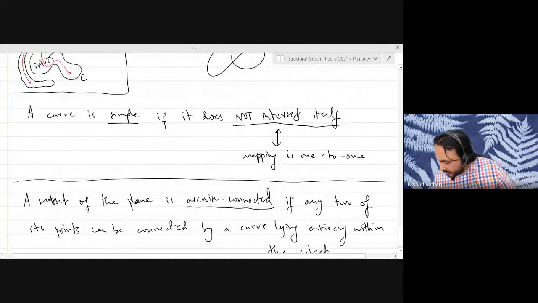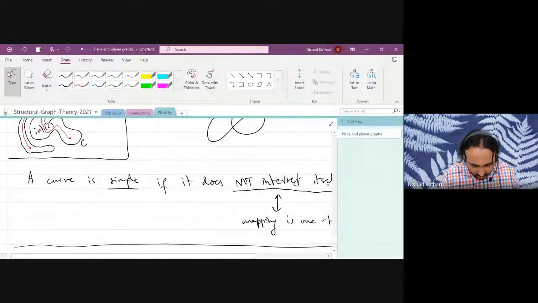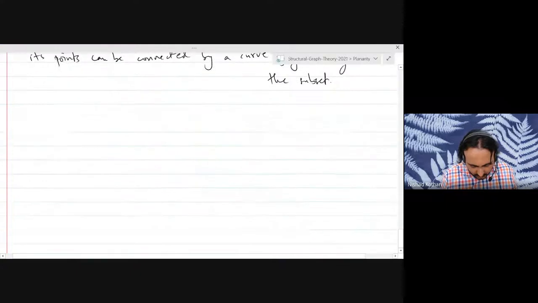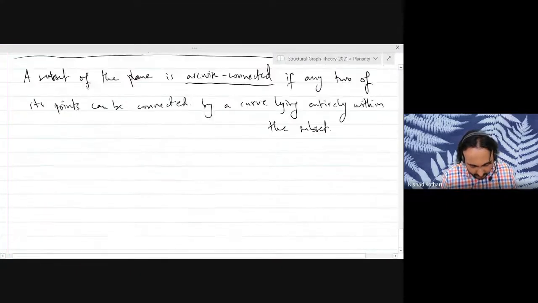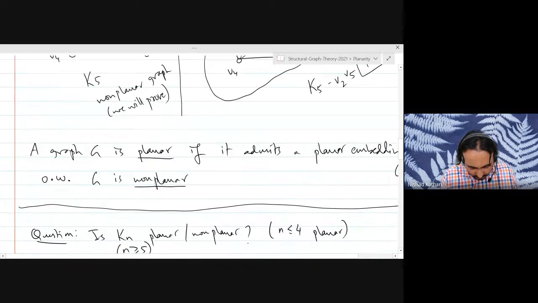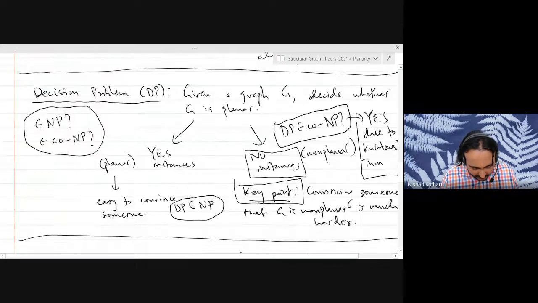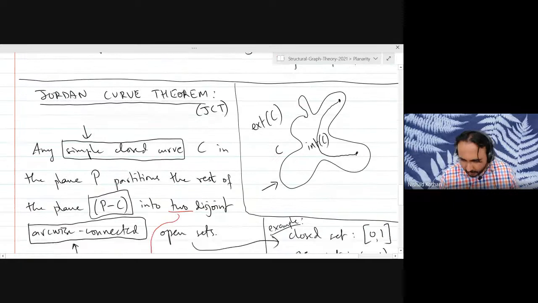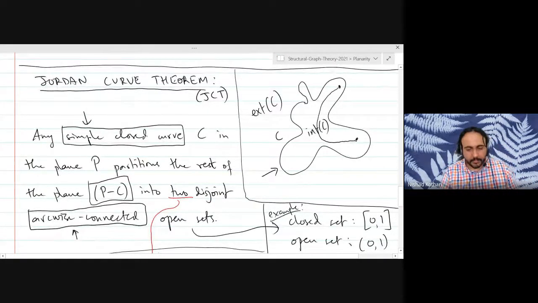All right, so that's about it. In the next lecture, I want to prove why K5 is non-planar using the Jordan Curve Theorem. But before that, let me tell you an anecdote, because we are almost at the end of the lecture. So I'm trying to wrap it up.